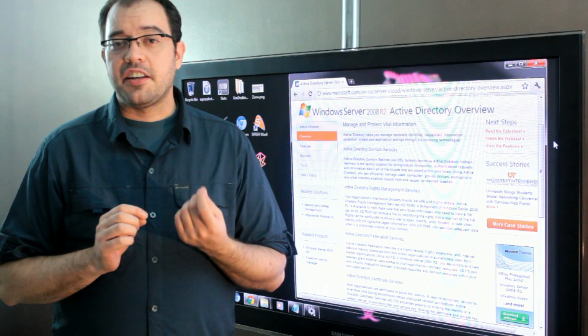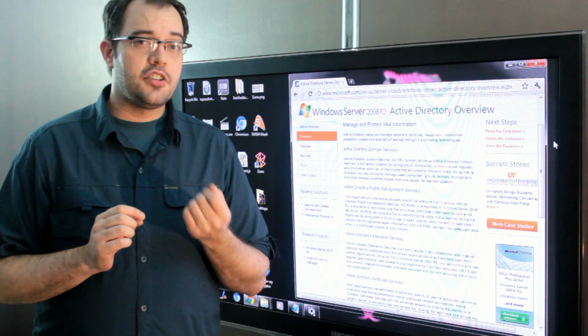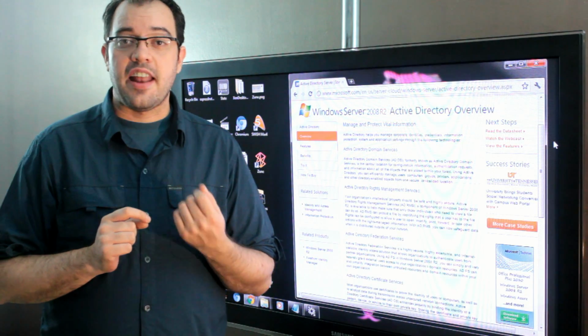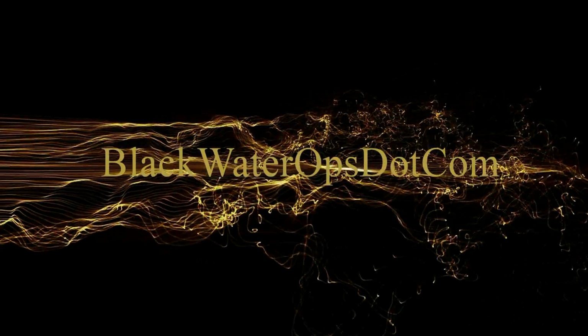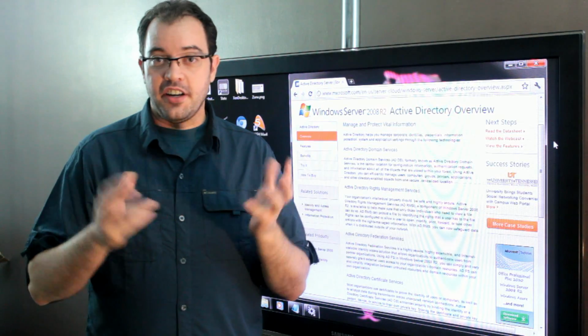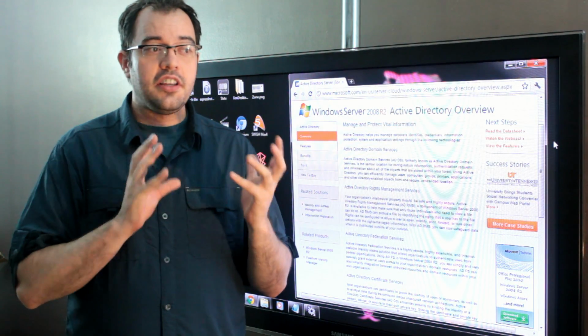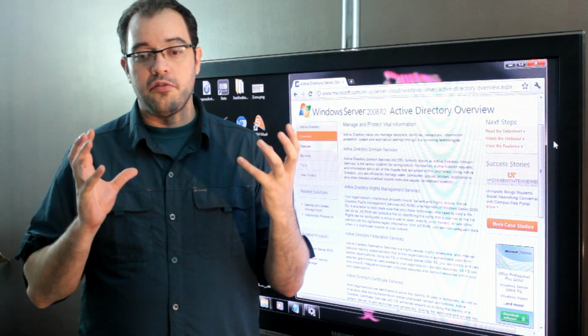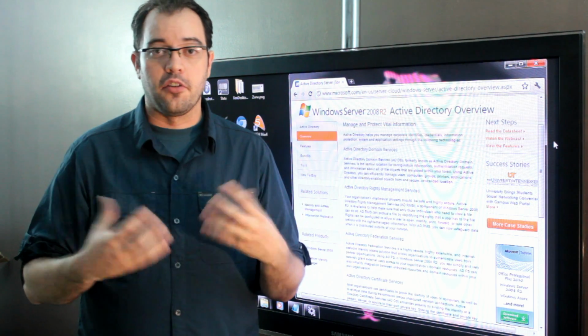Describe Microsoft's Active Directory services and the parts of Active Directory services and how they are used. Microsoft Active Directory, ADS, is really the core function of the Microsoft security model.